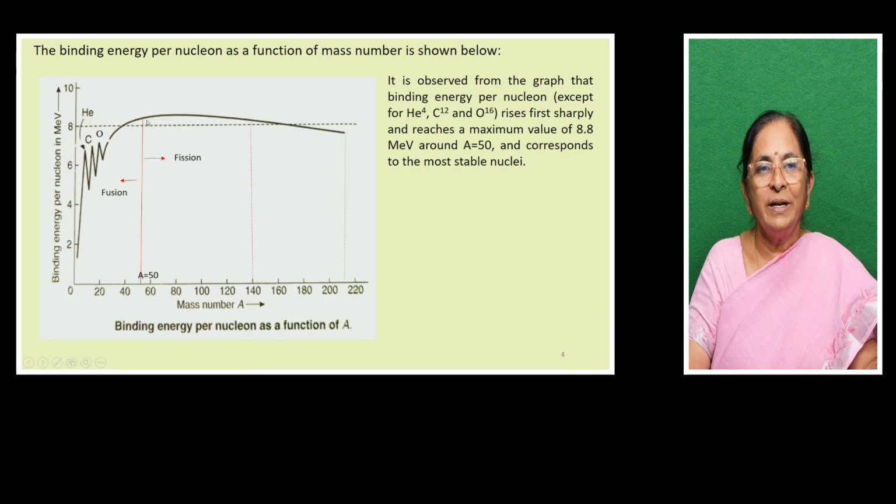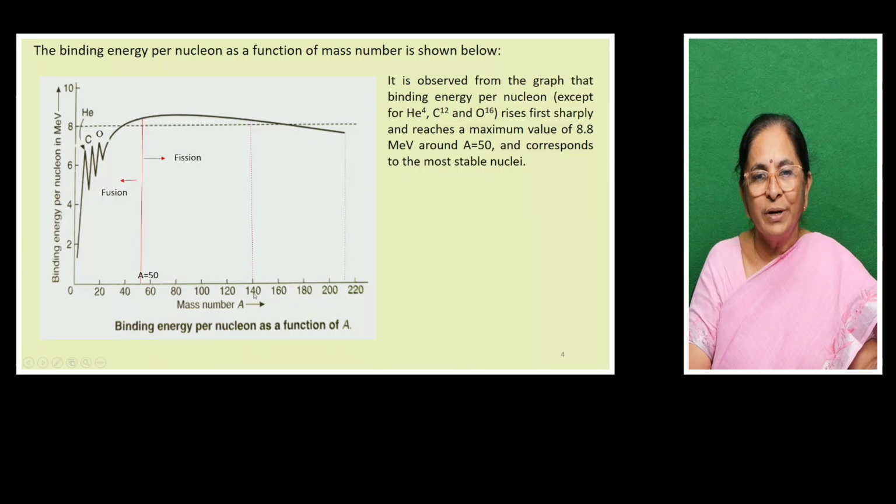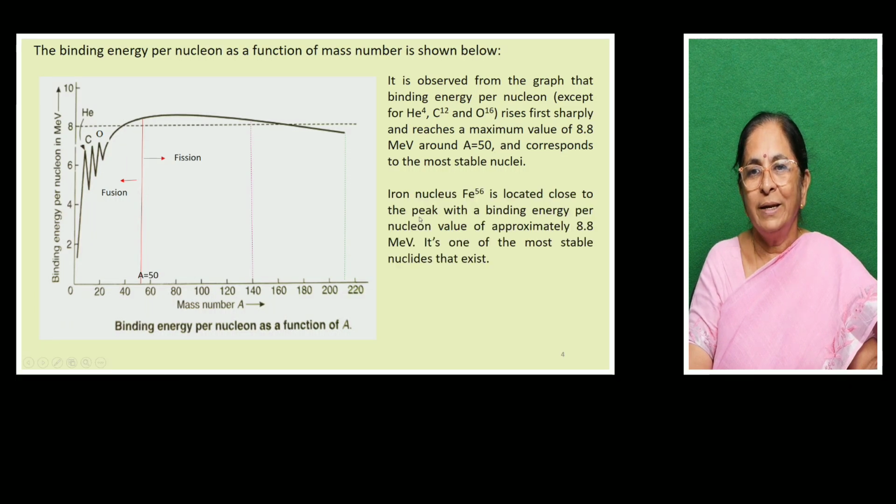And afterwards binding energy is slowly decreasing at around 140. When mass number becomes 140, the binding energy becomes 8.4 million electron volts. And then as the mass number increases, it decreases, and the minimum value of binding energy is around 7.6 million electron volts. Okay, so here we said that A equal to 50 has a maximum binding energy.